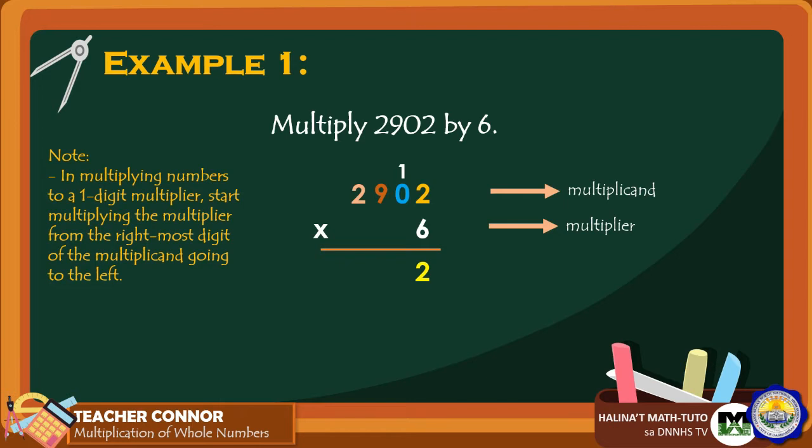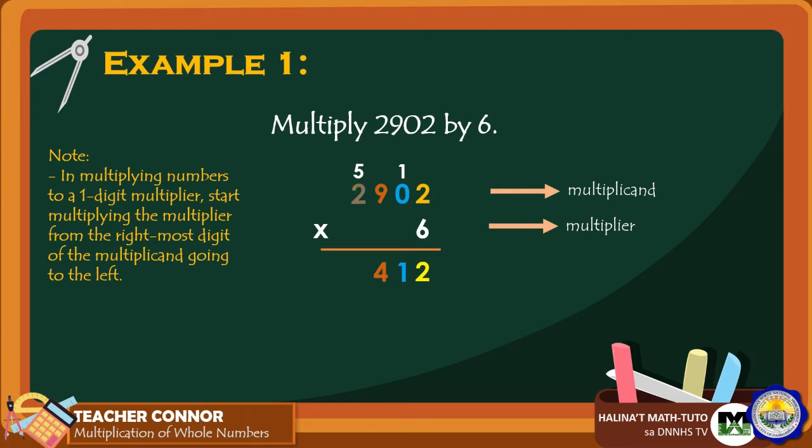Next, 0 times 6 is 0. Huwag nating kalimutang i-add ang 1 na nakakarry sa itaas ng 0. So the answer is 1. Isulat natin ito sa tapat ng tens digits. Wala tayong i-carry dahil isang digit lang naman ang ating sagot. Next is 9 times 6, 54. Since 2 digits ito, write 4 sa susunod na hilera and carry 5 sa susunod na number sa multiplicand.